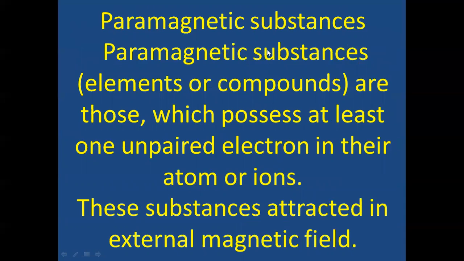Next is paramagnetic substance. The substance which has at least one unpaired electron. There may be more than one unpaired electron, but at least one unpaired electron should be there, so that a substance is called paramagnetic. So in paramagnetic substances, at least one unpaired electron will be there, whether these are in molecules or in atoms or ions. There should be one unpaired electron, so that is called paramagnetic.